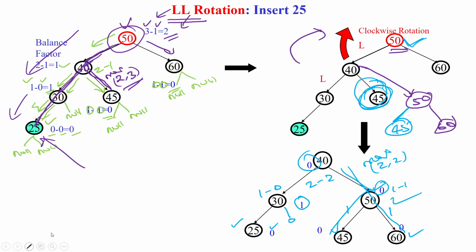So this is the way to perform LL rotation to make a balanced tree.